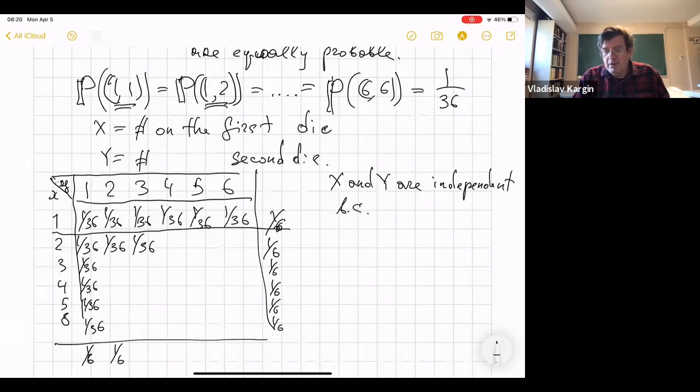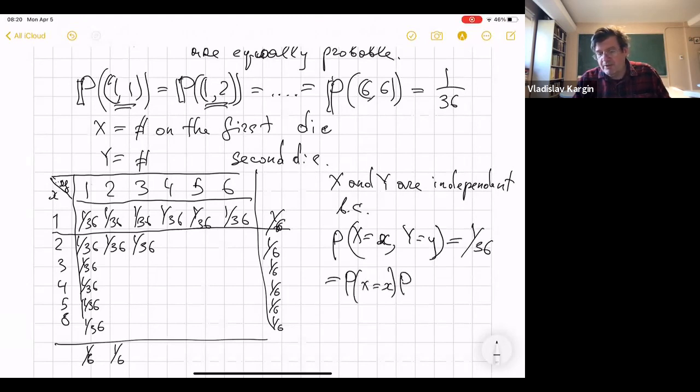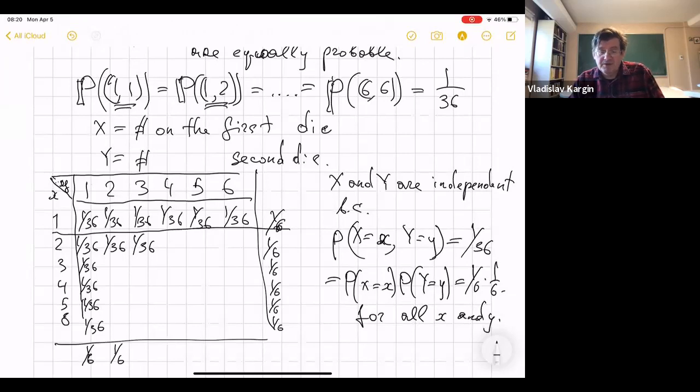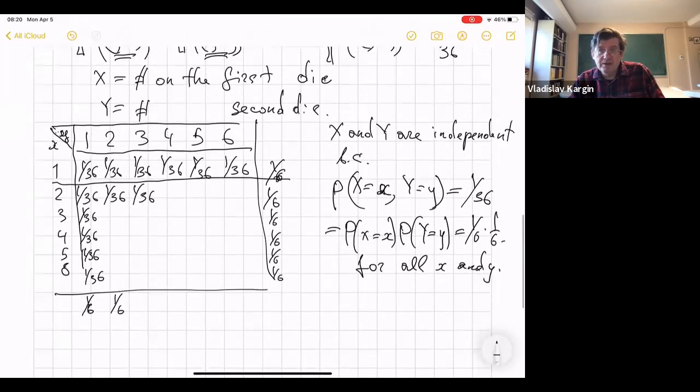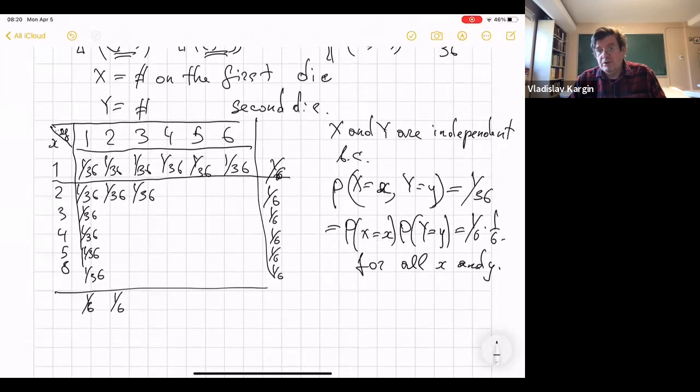Because the probability that x is equal to small x and y is equal to small y is always 1 divided by 36, which is equal to the probability that x is equal to small x times the probability that y is equal to small y, which is 1/6 multiplied by 1/6, for all x and y. So this is a tedious but clear example of what it means to be independent.